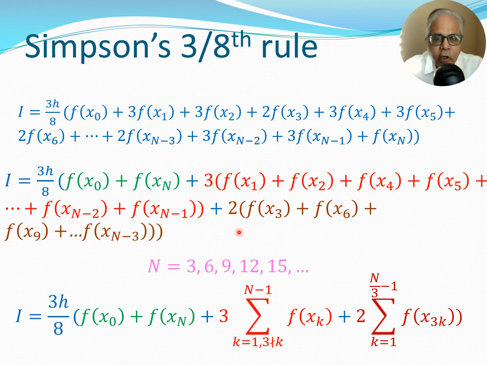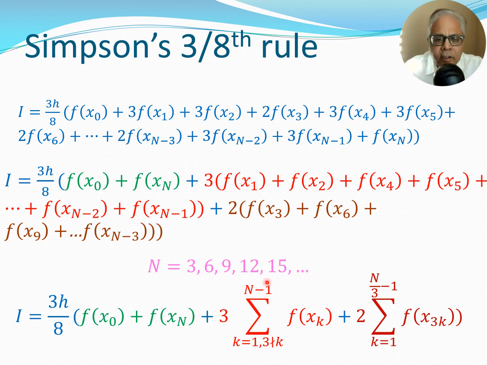And then we have the terms f(x3), f(x6), f(x9) all the way to f(xn minus 3), which have the coefficient 2. Now, one of the things you will see is that this particular Simpson's rule requires n to be 3, 6, 9, 12, and so on. And you can actually see that this is required so that this summation can be obtained.